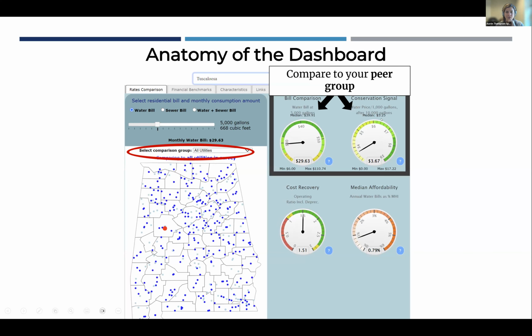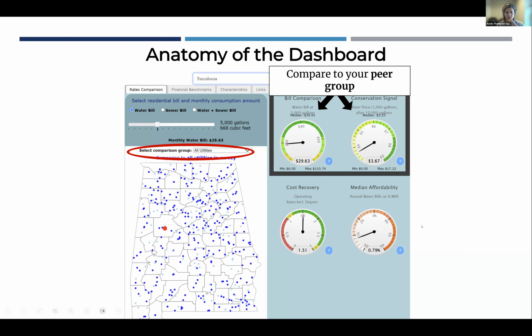So these top 2 dials are what you compare to your peer group. So if we were to come over here and select something else from this drop-down menu, these would change. And that's because we're essentially comparing, in this case, our bill at 5,000 gallons for water to all utilities within the group. And then we're comparing the conservation signal, which I'll talk about in a second, this 367 value, to all utilities in the group. But if we were to select something else from that dropdown, our comparison group in this case would only shrink. And so that might influence where we fall in terms of how our bills compare or how our conservation signal compares to the utilities that we want to compare to.